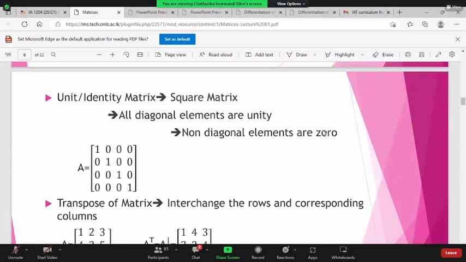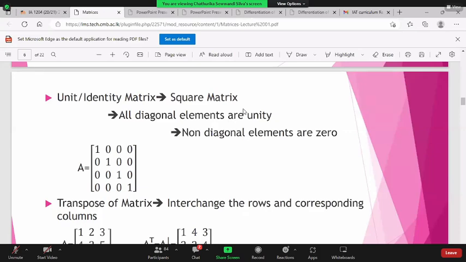Right. Unity or identity matrix. Right? Unity or identity matrix. For that one also, in order to be a unit or an identity matrix, it should be a square matrix. First qualification is square matrix. So that's why I told you square matrices are very important, right? Unit or identity matrix should be a square matrix. Then all diagonal elements should be 1. And also, all non-diagonal elements are 0.